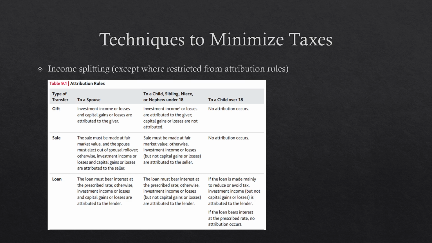For a loan, the loan must bear interest at the prescribed rate. Otherwise, the income would be attributed to the lender. That's for a spouse and a minor. If you have a child over 18 and you're giving them a loan, then it is mainly used to reduce or avoid income tax. If you are providing a loan to a child over the age of 18, the same sort of thing applies, but if the loan does bear interest at the prescribed rate, then no attribution occurs.